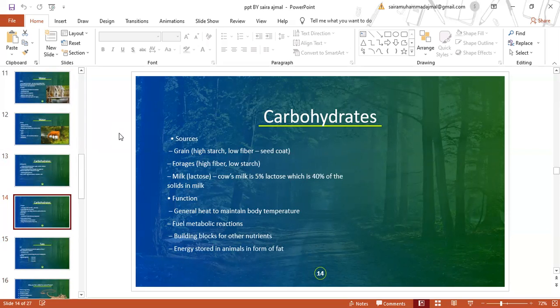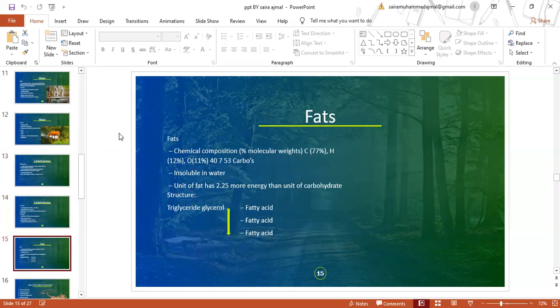Carbohydrate sources. Sources include grains that are high in starch and low in fiber, seed coat, porridge, fiber that is high in fiber and low in starch, and milk lactose. Cow's milk is 5% lactose, which is 40% of the solids in the milk. Function: generate heat to maintain body temperature, fuel metabolic reactions, building block for other nutrients, energy stored in the animal in the form of fats.